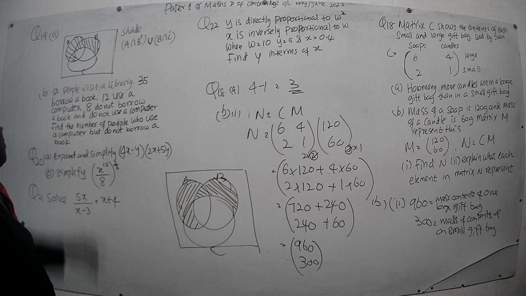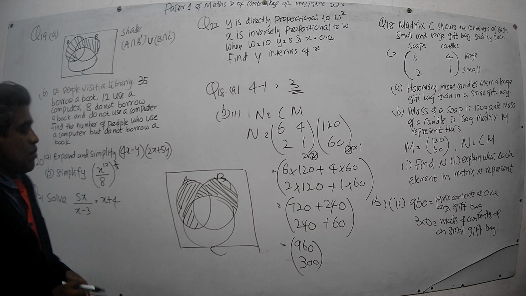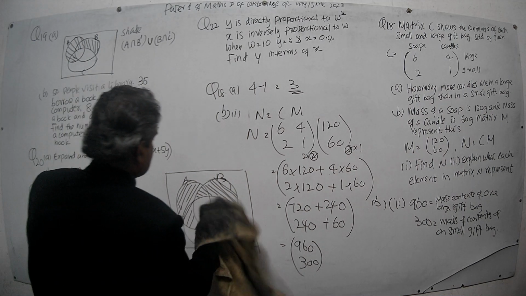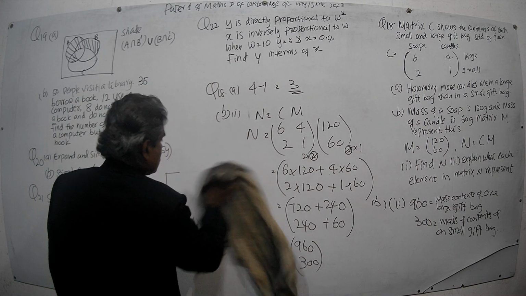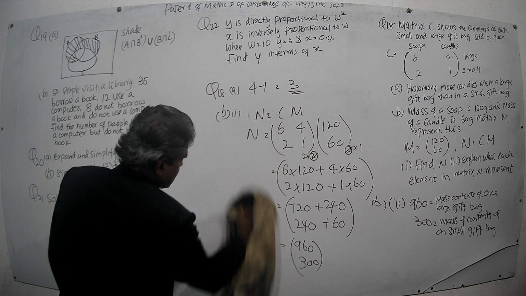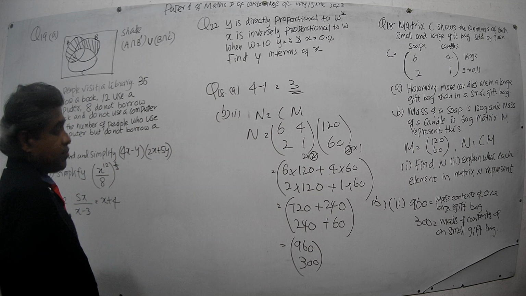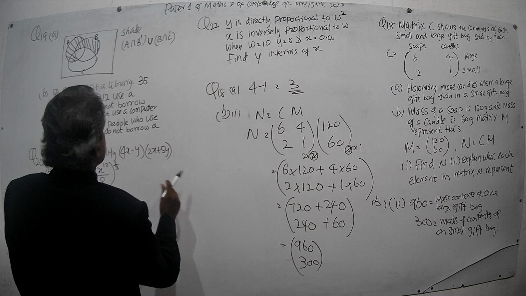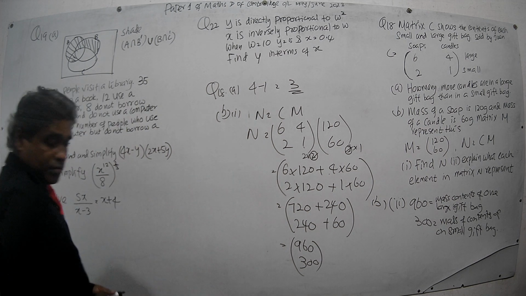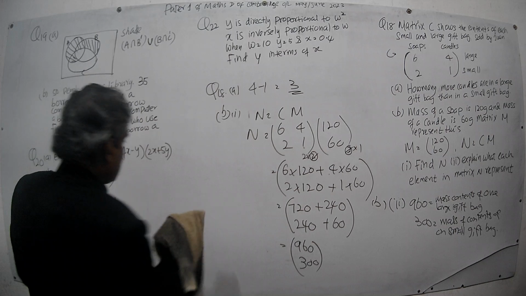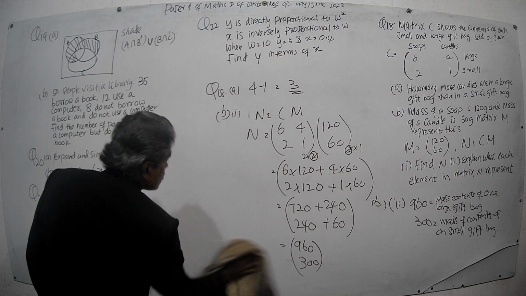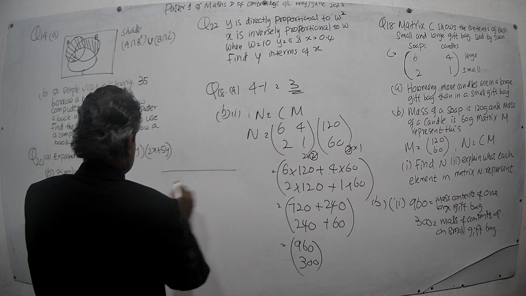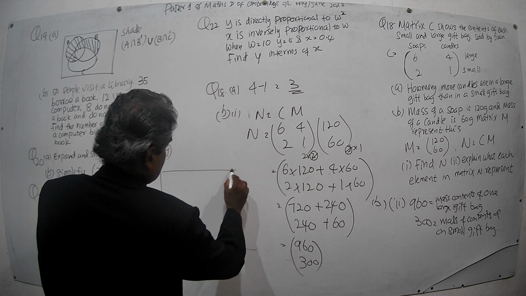Right. Now, 50 people visit the library. B part. 50 people visit the library. Then they say, we can write here Q19B.